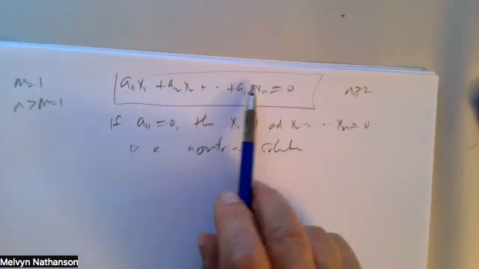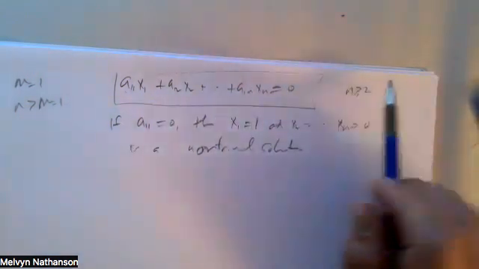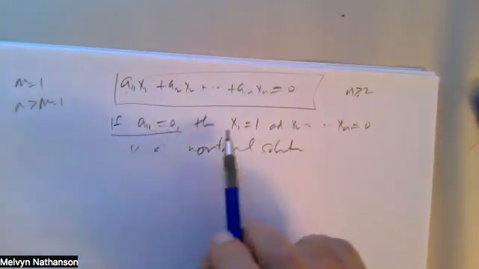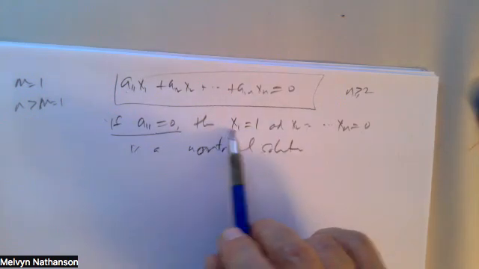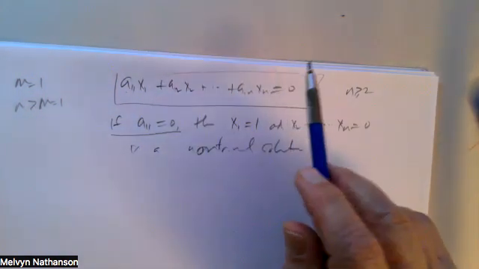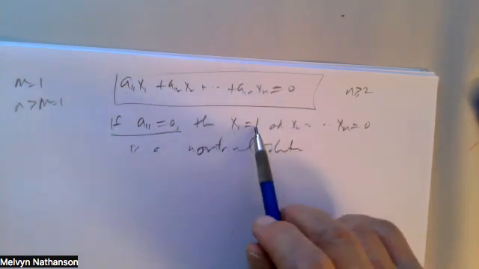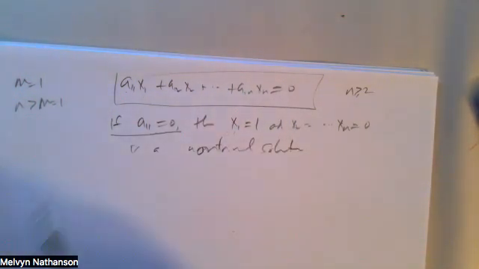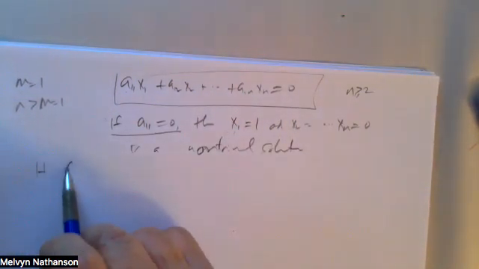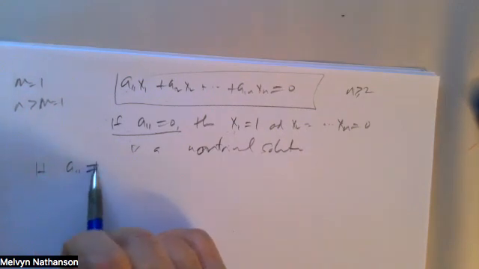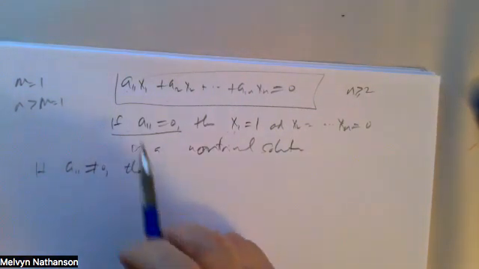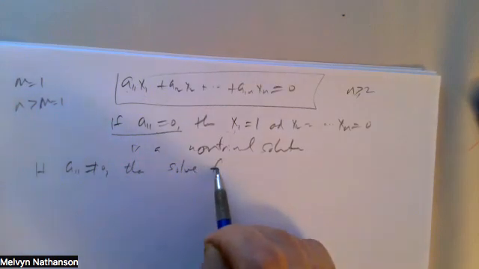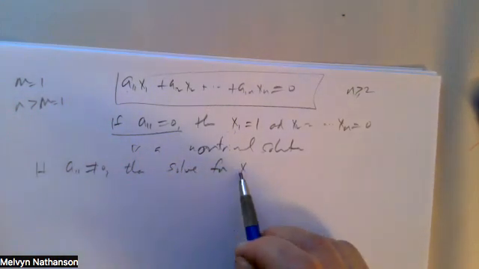And all the other x's are 0, so you get 0 plus 0 equals 0. So if a11 is 0, then x1 equals 1, and all the other variables are 0, but at least one of the variables is non-zero. So that's a non-trivial solution. And if a11 is not 0, then you can solve for x1.